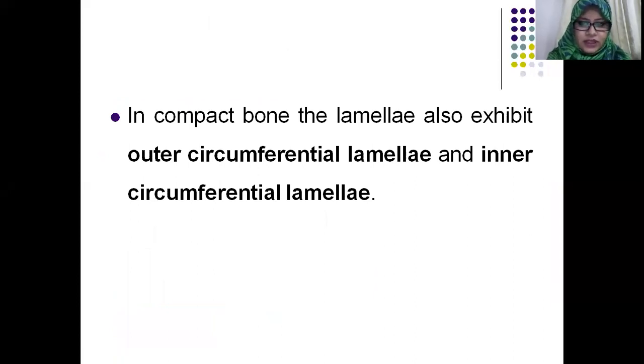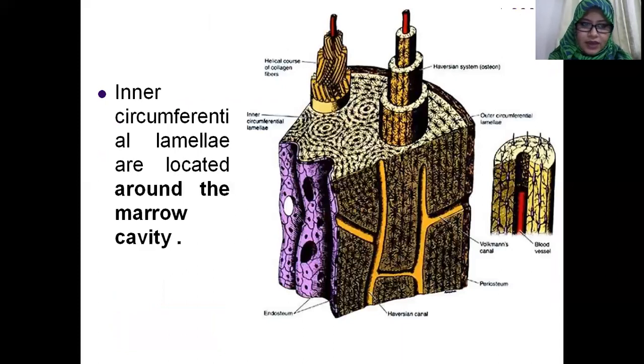In compact bone, the lamellae also exhibit outer circumferential lamellae and inner circumferential lamellae. Inner circumferential lamellae are located around the marrow cavity. In this figure, we can see this is periosteum, this is compact bone, and this is the marrow cavity. This marrow cavity is surrounded by endosteum, and these are inner circumferential lamellae which surround the marrow cavity.